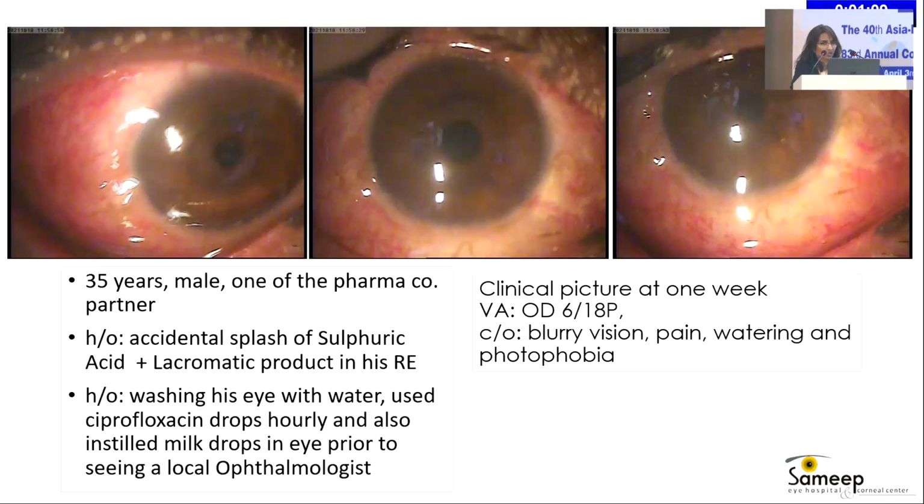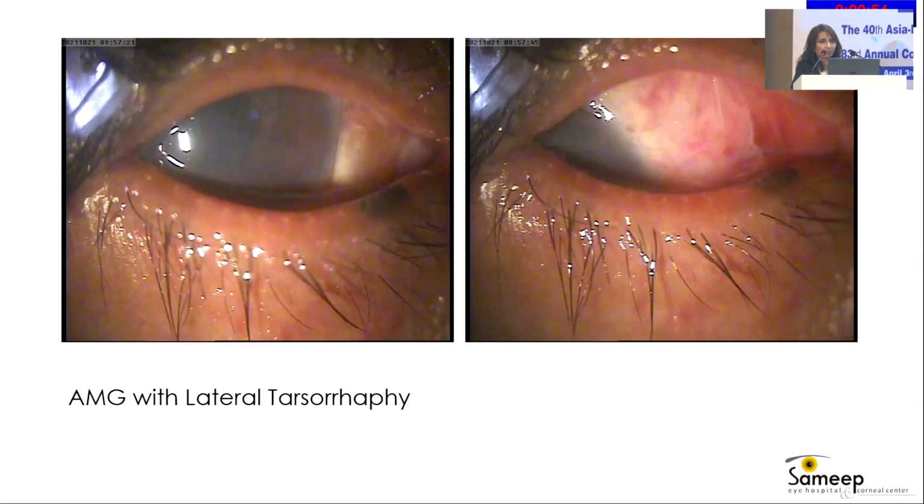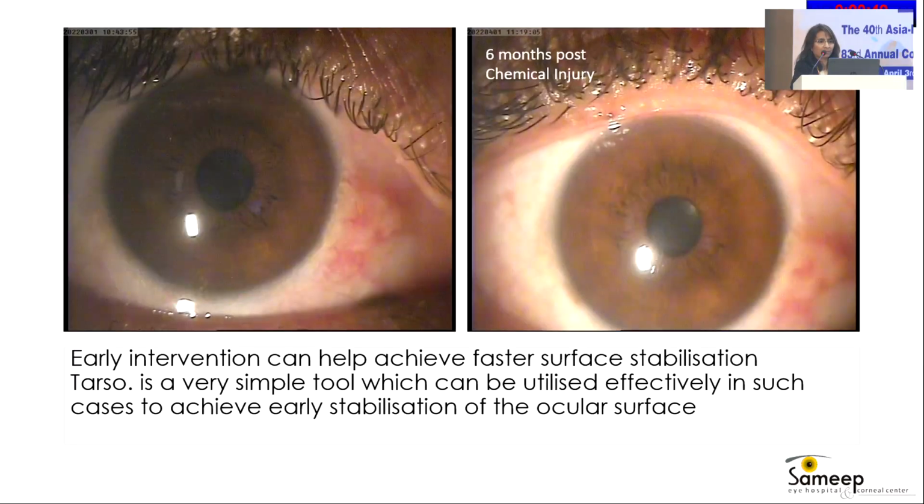So this was a clinical picture at 1 week with a vision of 6/8 partial, blurry vision, pain, watering, and photophobia were the symptoms. And this was the picture of the stain. As the involved surface area was larger, it needed an additional procedure to promote surface epithelialization, and we ended up doing an amniotic membrane graft with a lateral tarsorrhaphy, and he did well eventually.